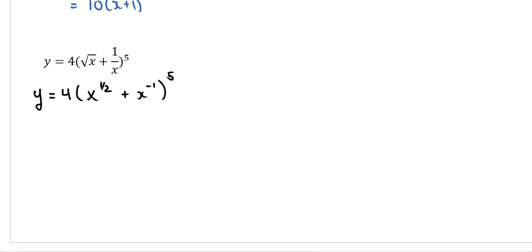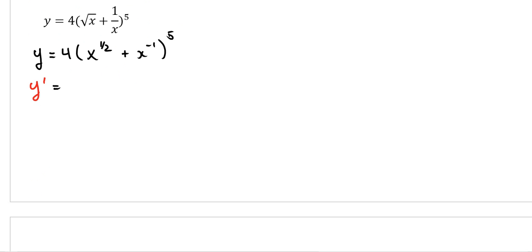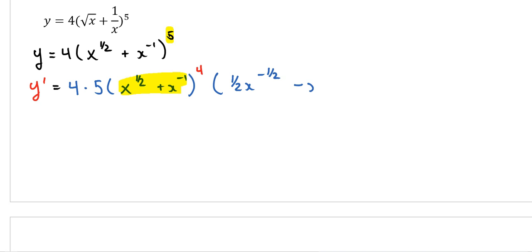All right, so let's go ahead and take the derivative here. So this will be y prime. Let's use the power rule here. If I bring down the 5, that's going to be 4 times 5 times (x to the power of 1/2 plus x to the power of negative 1), close the bracket. And using the power rule, that will give me a value of 4 on my exponent. And then I take the derivative of the inside, and that's going to be (1/2 x to the power of negative 1/2 minus x to the power of negative 2), close the bracket. And that's it. I will take that for full marks.